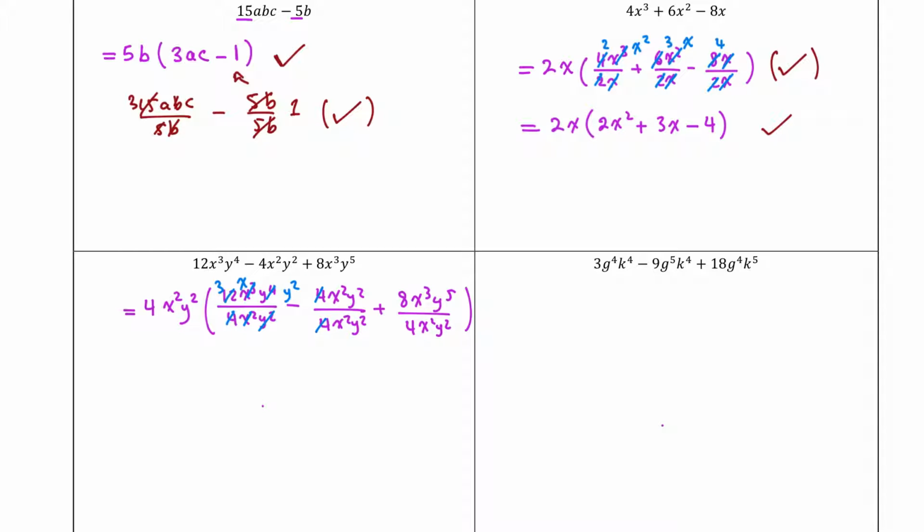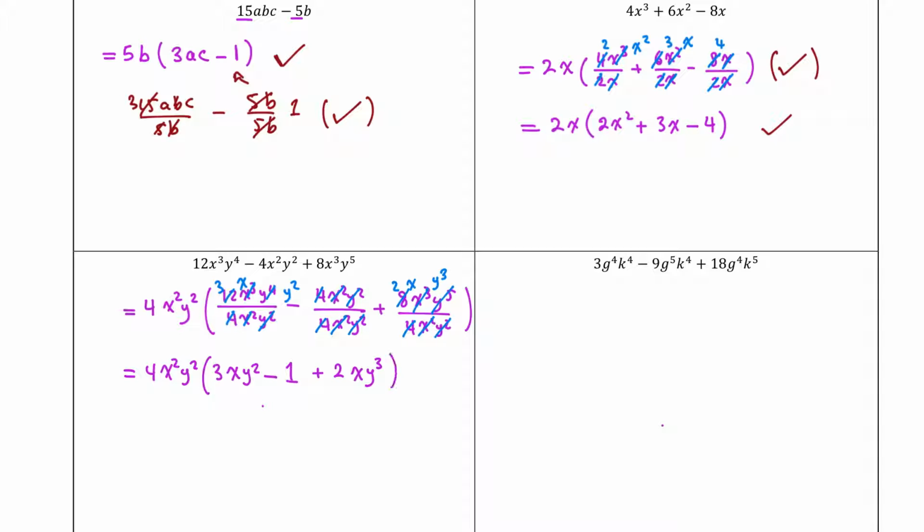4 divided by 4, x squared divided by x squared, and y squared divided by y squared. And again, this does not equal to 0, it does equal to 1. And these two cancel out to 2. X cubed divided by x squared is x, and y to the 5 divided by y squared, same base. You have to subtract the exponents, and 5 minus 2 gives us 3. So my final solution will be 4x squared y squared, 3xy squared minus 1 plus 2xy cubed.